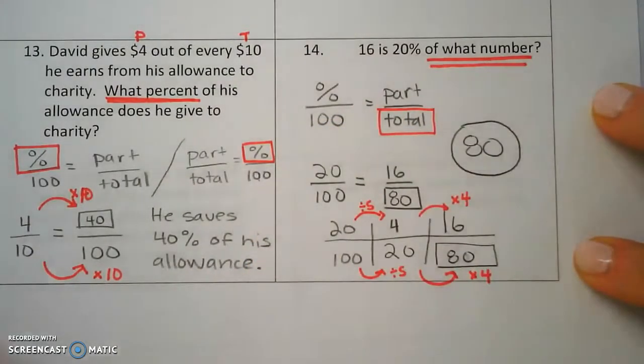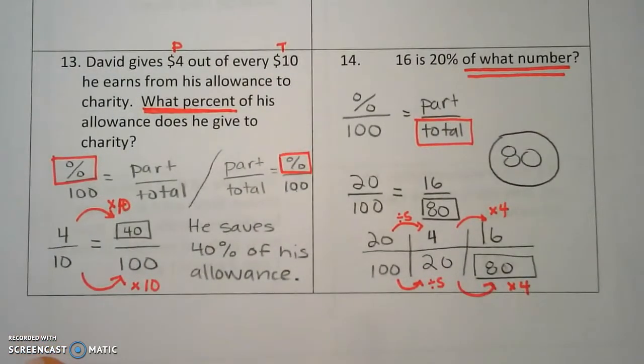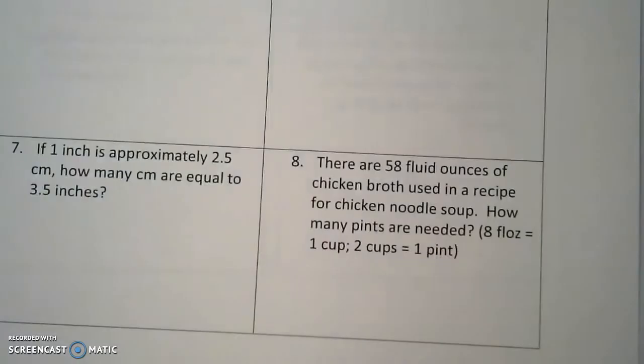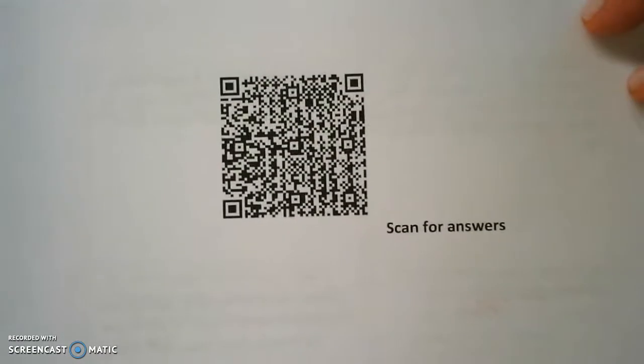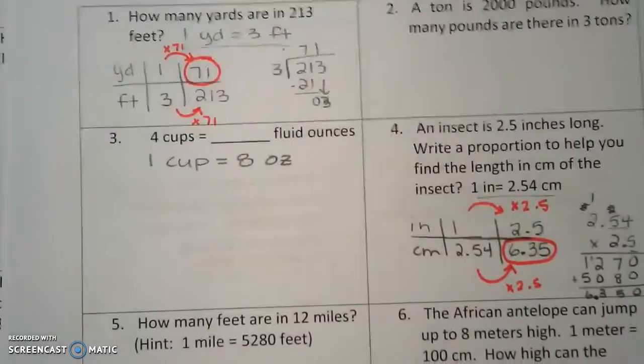Hopefully that kind of helped you feel like you're ready to practice and complete your study guide. Remember, a completed study guide is worth extra credit on your test. And on the back of your study guide, you can scan this QR code and see what the correct answers to your study guide are so that you can check your work and practice proficiently.